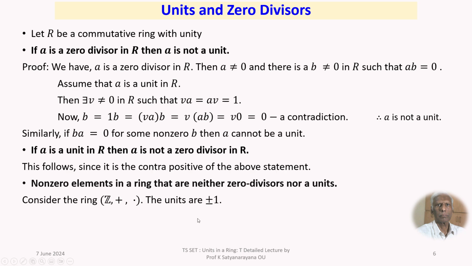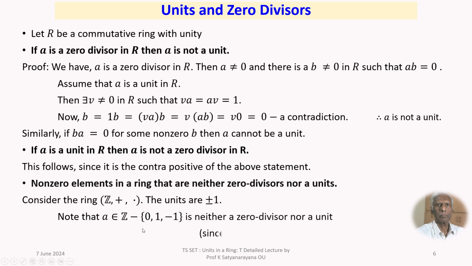Z with plus and dot, units are plus or minus 1. Note that you take any element from Z minus 0, 1, minus 1, non-zero elements other than 1, minus 1. And any such element is neither a zero divisor nor a unit because this Z has no zero divisors. It's an integral domain. So that's the example.